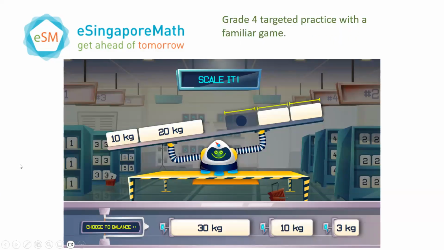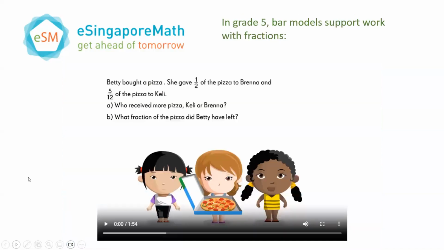Here's the game for fourth grade. This is another two-step problem, but it's a familiar game, so they know how to do it. So obviously we need to add the two values on the left side and then find that 3 equal parts on the right side. So again, we're combining some mental math and some structural problems with the concept of the bar model. Fifth grade, in particular, the bar models really shine in fraction work.